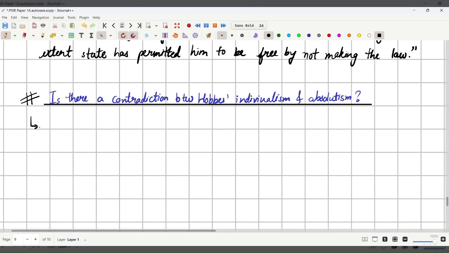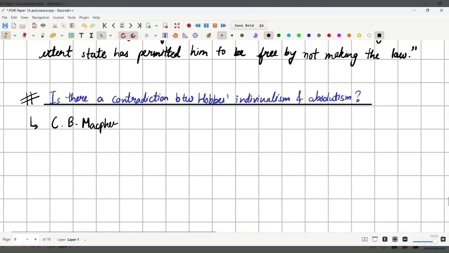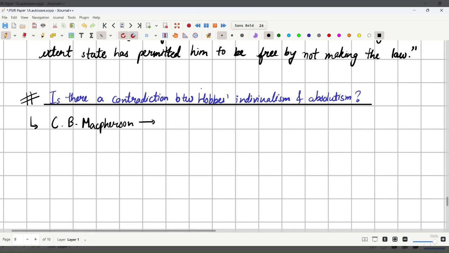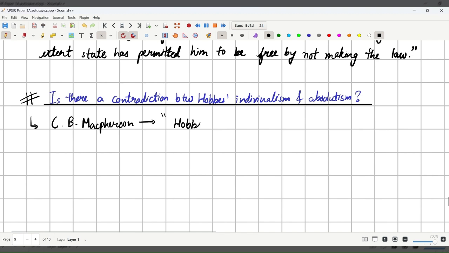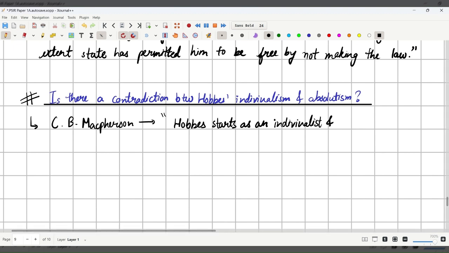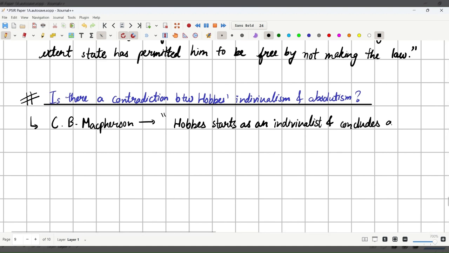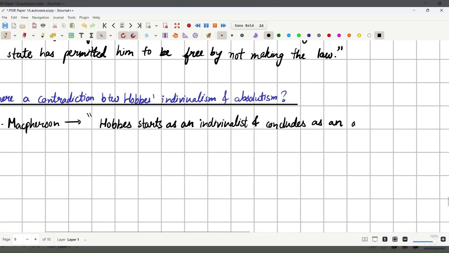So first we are going to quote C.B. Macpherson, who comments that Hobbes starts as an individualist and concludes as an absolutist. Okay. Or you can also write or reframe it as Hobbes is individualist in his assumptions but absolutist in his conclusions. Okay.